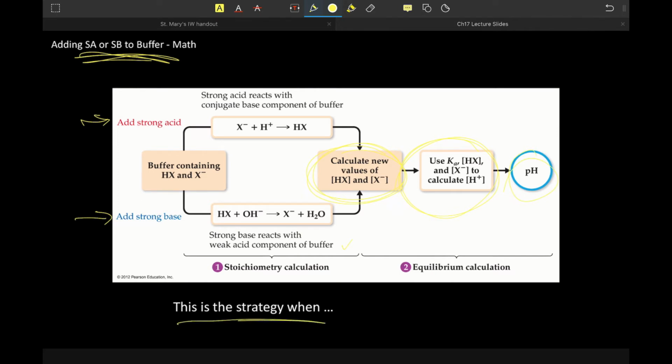Note that this is the strategy when your strong acid or strong base is the limiting reactant, yes? As in the amount of strong acid or strong base added is less than the buffer capacity, right? Obviously, if it exceeds your buffer capacity, there is no equilibrium. There's nothing else to consider. All of it's neutralized, and the pH now is just dependent upon the excess strong acid or strong base. Yes, does that make sense?